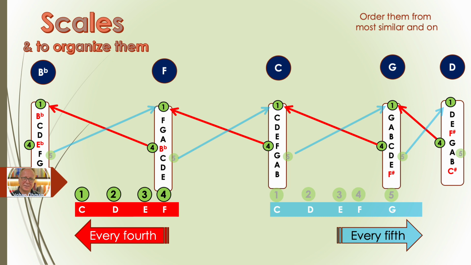So going from C to F, that is C, D, E, F, that is 4. Going from F to B flat, that would be F, G, A, B, B flat, and that is 4. And we can do the same also going from D, D, E, F, G, that is 4. G, A, B, C, that is 4. So going to the left means that we count every fourth, and going to the right means we count every fifth, and everything seems to fit, so we have a pattern.